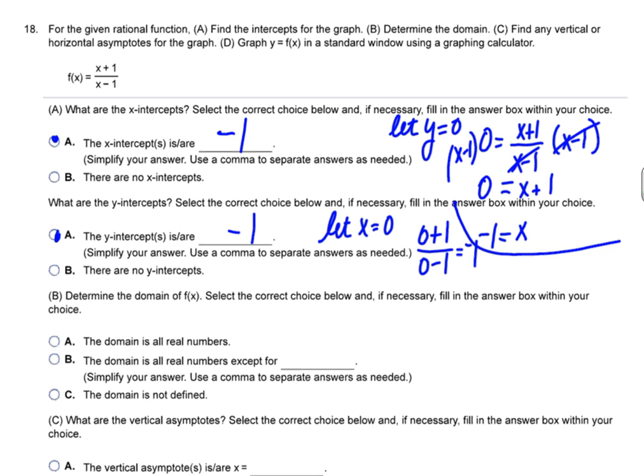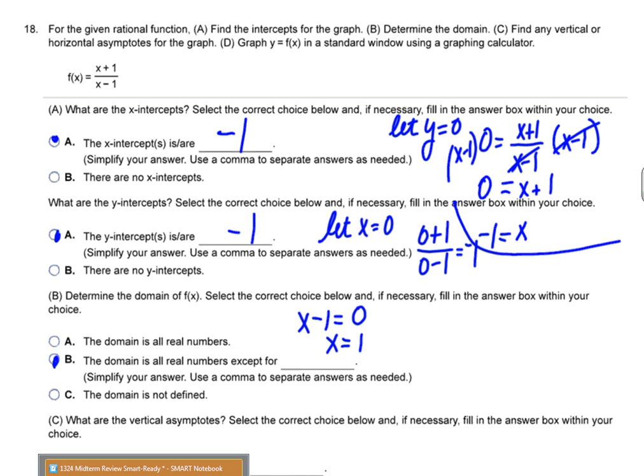Determine the domain. The domain in this case is going to be all the real numbers except for 1. And when you're looking at domain, let's concentrate on the denominator: D for domain, D for denominator. We have in the denominator x minus 1 equals 0. X would be 1. So the domain is everything except 1. Remember, we're in the denominator. So if I put a 1 in the denominator, 1 minus 1 would be 0.